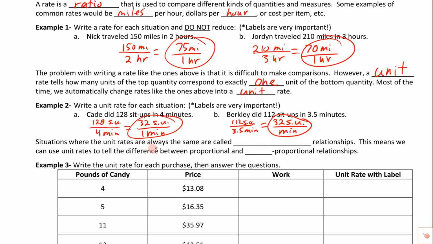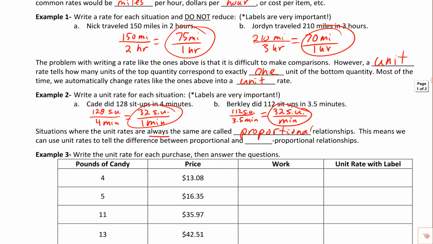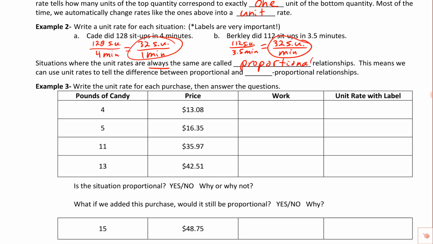So situations where the unit rates are always the same, so we're going to underline the word always, they are called proportional relationships. So if the unit rate is always the same, that's called a proportional relationship. Now if the unit rates are not always the same, then we call it a non-proportional relationship. So those unit rates really allow us to tell the difference between a proportional relationship and what we call a non-proportional relationship. So let's take a look at example 3 at the bottom of this page right here.